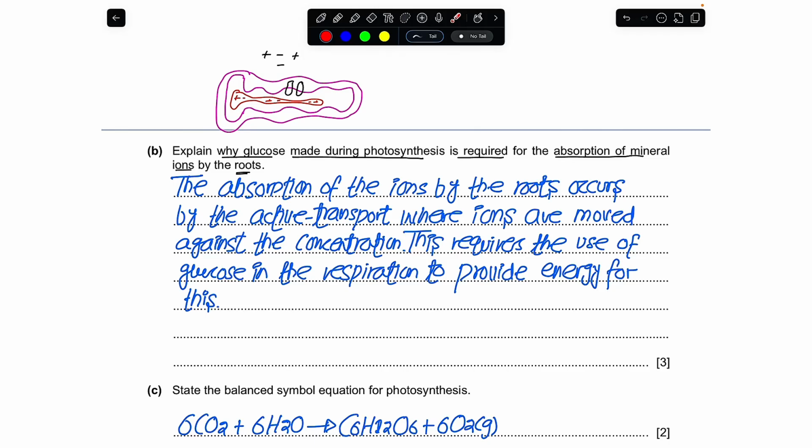And this process would require the use of glucose in the respiration process within the mitochondria of the root hair cells, that would provide the energy for this active transport process to happen.